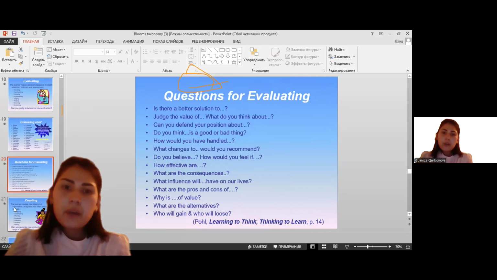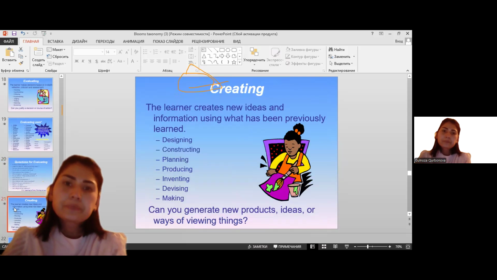How effective are they? What are the consequences? What influence will this have on our lives? What are the pros and cons of this? Why is it of value? What are the alternatives? Who will gain and who will lose?